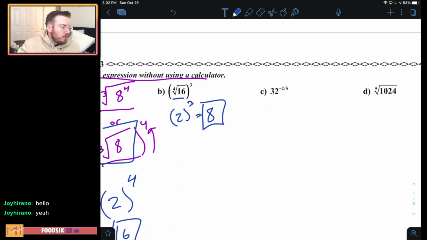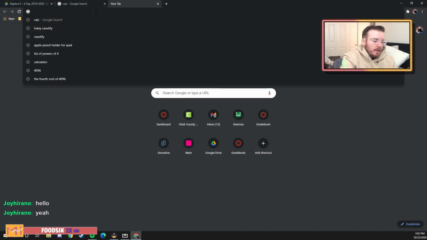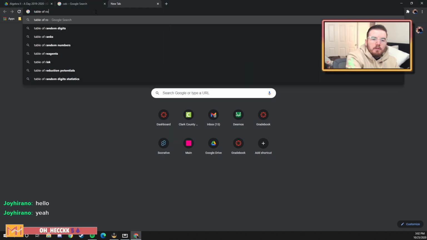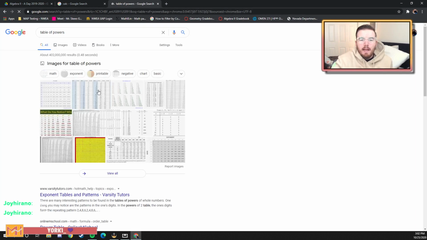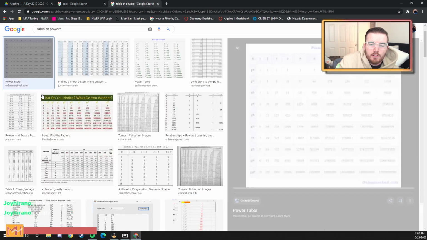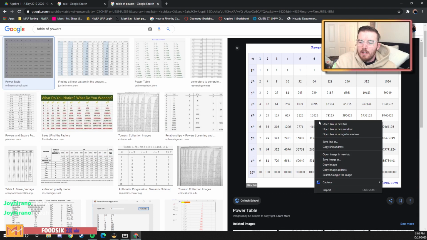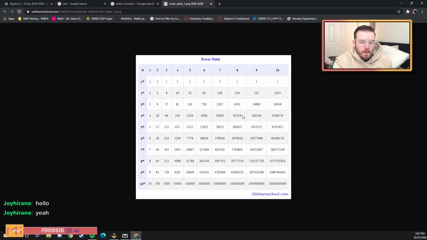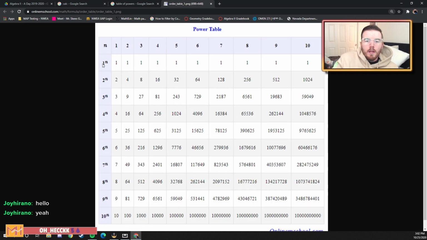Let me show you something here. A table of powers. If you Google table of powers, one of the very first images in the search is this one right here. 1 to the 1 power is 1. 1 squared is 1. 1 cubed is 1. 2 squared is 4. 2 cubed is 8. 2 to the fourth is 16. 3 cubed is 27. 3 to the fourth is 81.